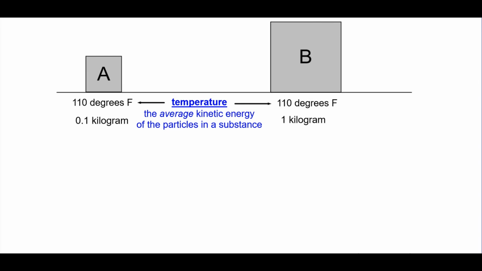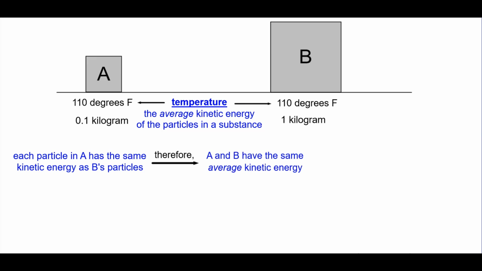Let's say that each cube is the same exact temperature, about 110 degrees Fahrenheit. If you were to hold each cube in your hand, they would both feel equally warm. That's because they're the same temperature. Going deeper, every particle in cube A has the same kinetic energy as the particles in B. They'd all be moving and vibrating at the same speed. And that's again because they're the same temperature. Temperature is the average kinetic energy.